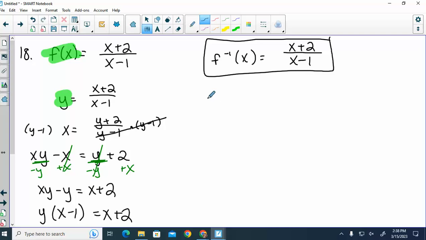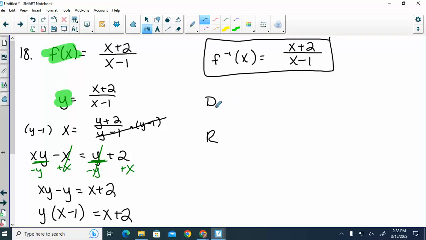Domain and range. This is where I've noticed a big issue. I have some people that just want to write d equals and r equals, and that's not okay because there's 4 things I'm asking you to find. So if you want to write domain of the function, range of the function, domain of the inverse, range of the inverse, and list out 4 things, you just can.